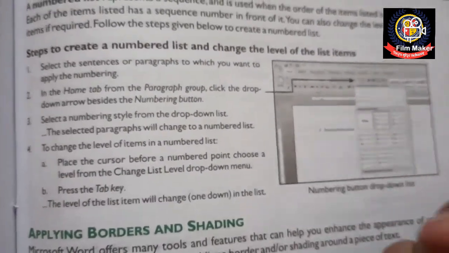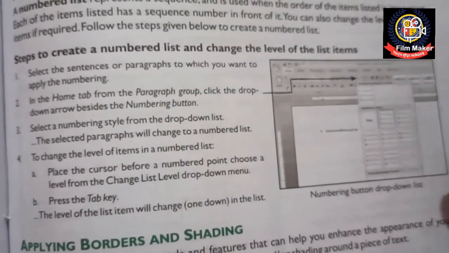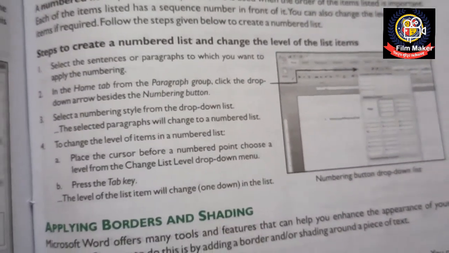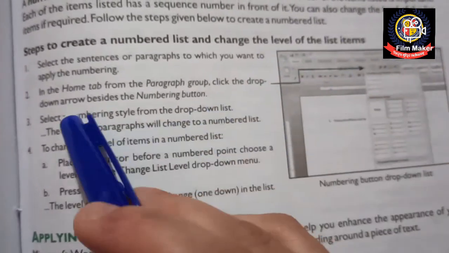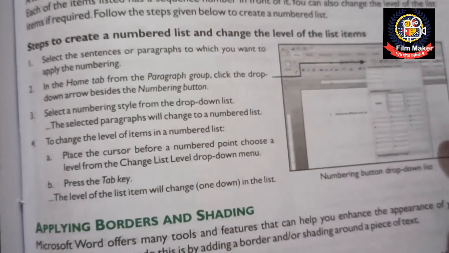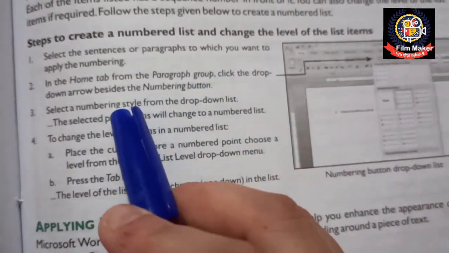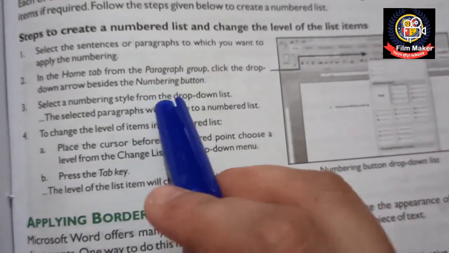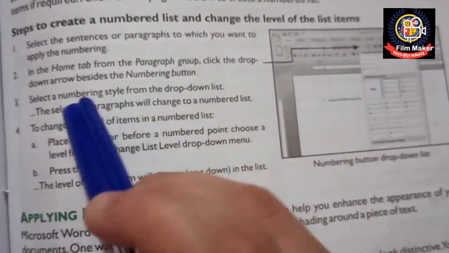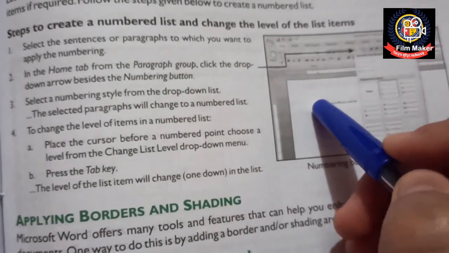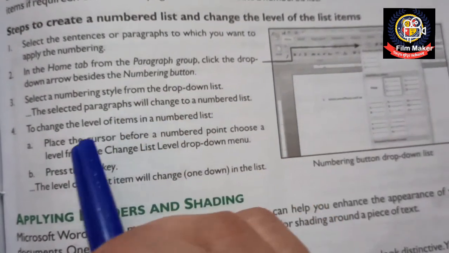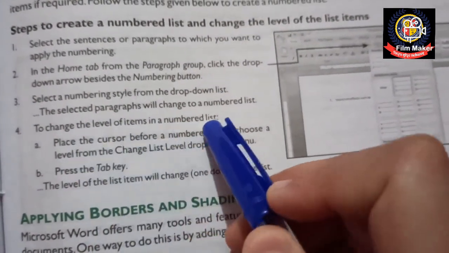Okay, and the steps for creating a numbered list are the same as what we have discussed in the steps for creating a bulleted list. First of all you need to select the sentence or paragraph to which you want to apply the numbering. Then in the home tab from the paragraph group, click the drop down arrowhead beside the numbering button, select the number style from the drop down list, and the selected paragraph will change to a numbered list.